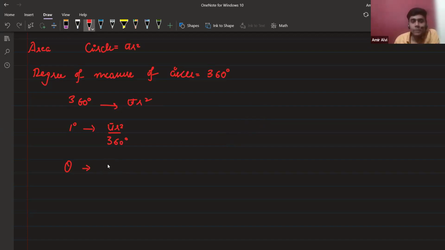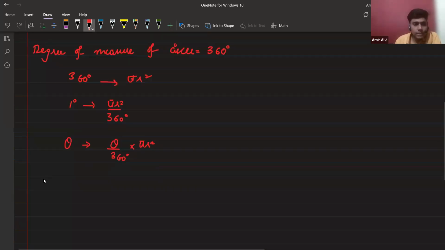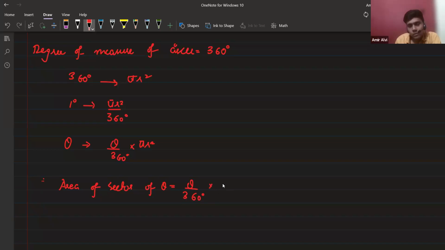Multiply. So it means theta by 360 into pi r square. Clear, everybody? That's the area of the sector of angle theta. If I need the specific area of a sector at angle theta, it would be theta by 360 into pi r square. Clear, everybody? Any doubt? Okay, very good.